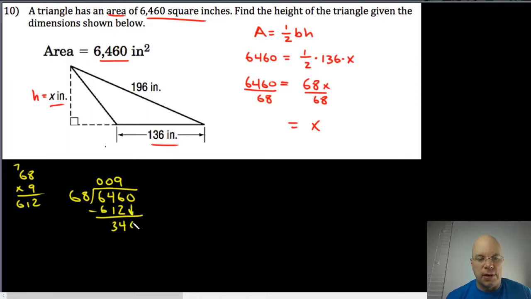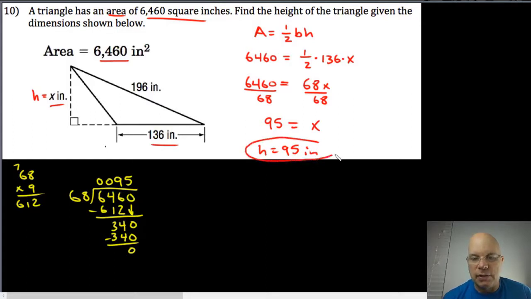And then I bring down this 0. How many times does 68 go into 340? Well, a minute ago we said 10 68s is 680, and 340 is half of 680, and half of 10 is 5, so it goes in exactly 5 times. 5 60s is 300, and 5 8s is 40, so 5 68s is 340. And so that height, x, is exactly 95. So h equals 95 inches. Probably would have been better if I just left it x, but in any case, this dimension, this unknown height, is 95 inches.